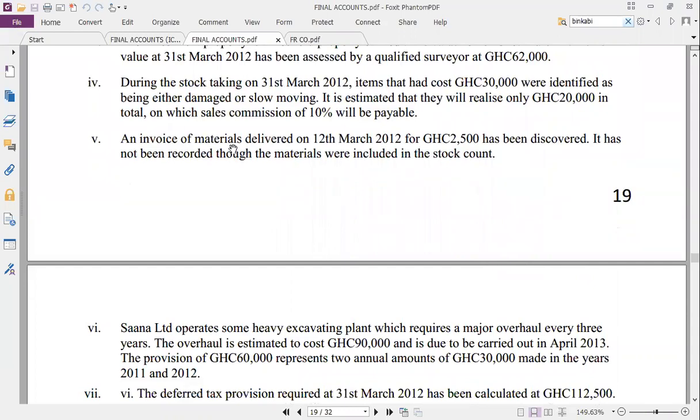Note 5. An invoice for material delivered on 12 March 2012 for 2,500 has been discovered. It has not been recorded, though the materials were included in the stock count. So what is the accounting treatment? An invoice for material delivered on 12 March 2012 for 2,500.